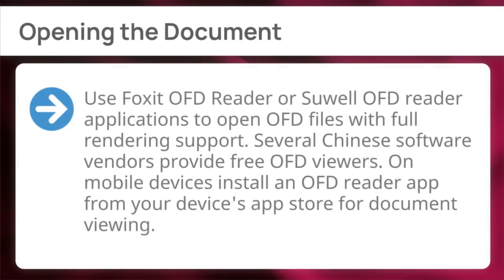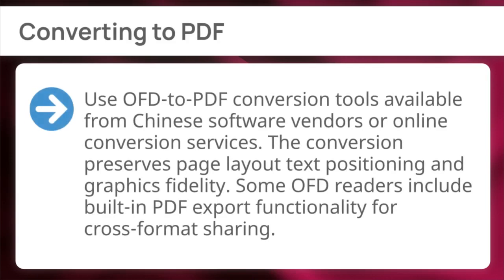First, opening the document. Use Foxit, OFD Reader, or Suwell OFD Reader applications to open OFD files with full rendering support. Several Chinese software vendors provide free OFD viewers. On mobile devices, install an OFD Reader app from your device's App Store for document viewing. Next, converting to PDF. Use OFD to PDF conversion tools available from Chinese software vendors or online conversion services. The conversion preserves page layout, text positioning, and graphics fidelity. Some OFD readers include built-in PDF export functionality for cross-format sharing.